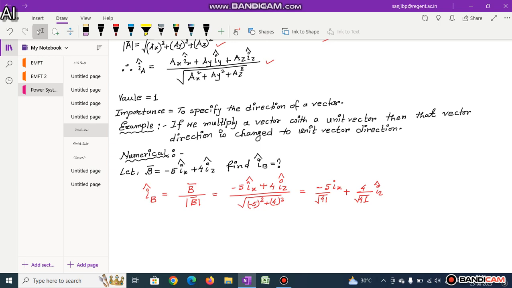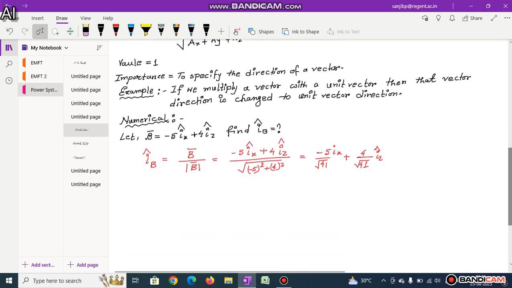Now the importance and relations of unit vectors. Let us discuss this. Unit vector relations: Ix dot Ix, the dot product of the unit vector with itself, what will be the value? 1. Next, Iy dot Iy, what will be the value? 1. Iz dot Iz, what will be the value? 1.